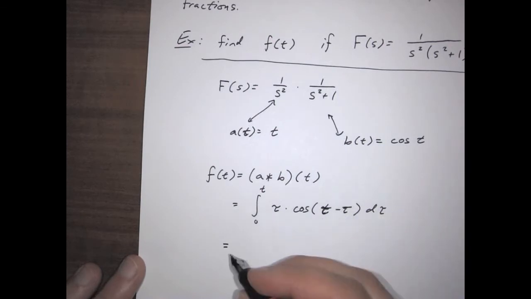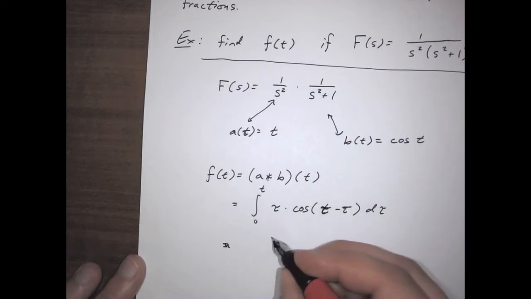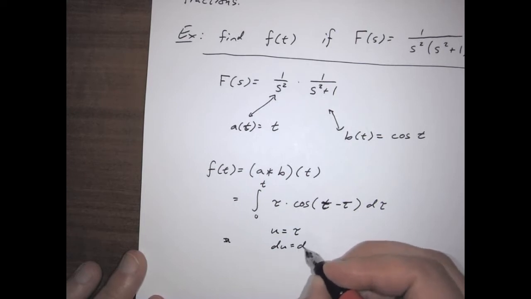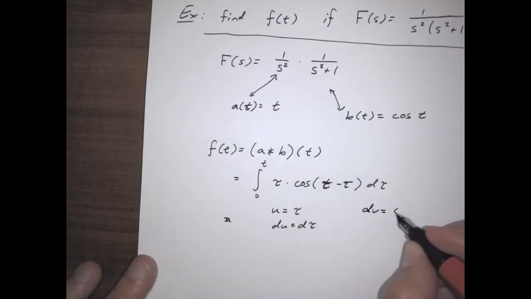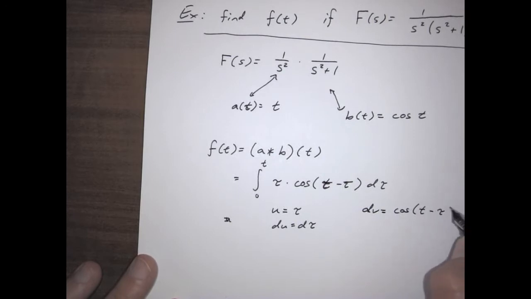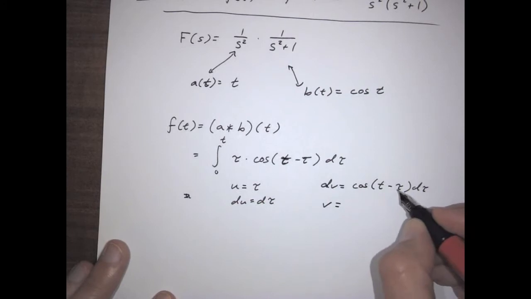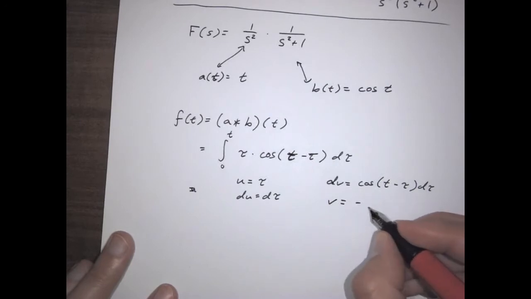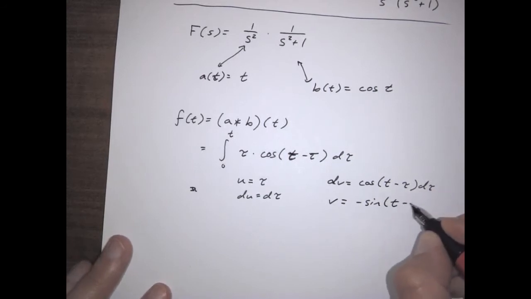Now here, when it comes to this, we can use the technique of integration by parts, and u would equal just tau, meaning that du would equal d tau, and then over here we could have dv is equal to cosine of t minus tau d tau, meaning that v is equal to, now here what we have is tau being a variable, t being considered to be just a constant, and so what we will have is negative sine of t minus tau, since the antiderivative of cosine is sine.